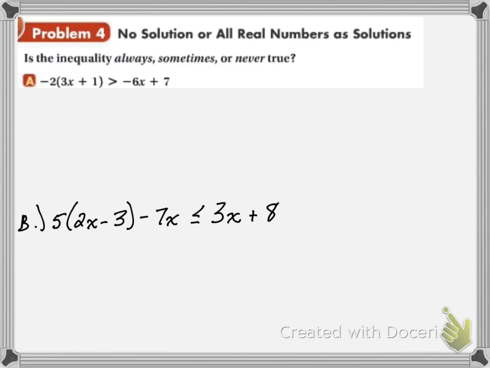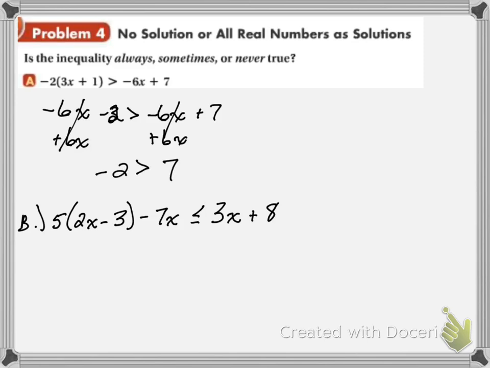Problem 4, and again, we're back to this always, sometimes, never true. It's basically the same type of thing. Distribute negative 2, 3, get negative 6x minus 2 is greater than negative 6x plus 7. Okay, so how do we solve? Well, add 6x to both sides. Again, that 0 is negative 2 greater than 7. So since negative 2 is greater than 7, the answer here is never true.